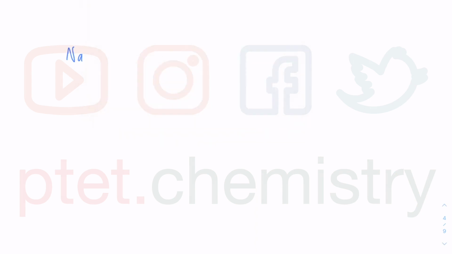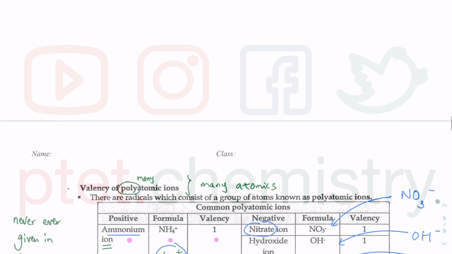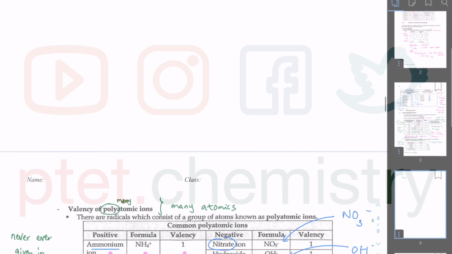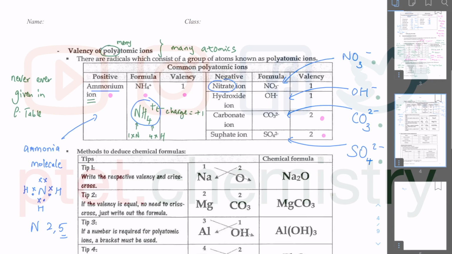So we have Na2O, and then what's the next example? I don't actually want that to be there. I want the blank page to go below it. Anyway, so we have Na2O, we have MgCO3, AlOH3.